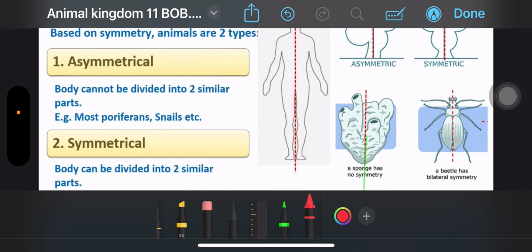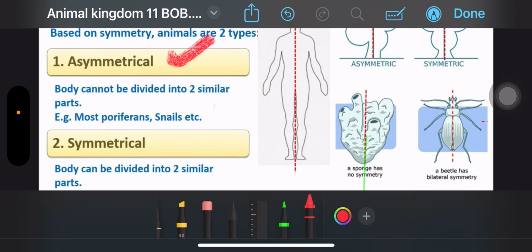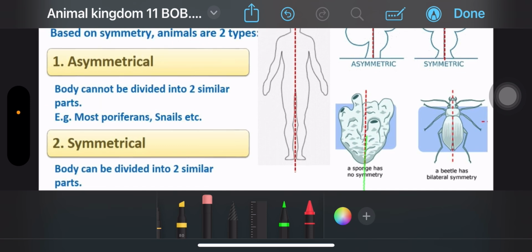Here is the asymmetrical symmetry. Here the body cannot be divided into two similar halves. That is called asymmetry. Asymmetry means you can't divide, meaning they don't have a proper body plan. Examples are most poriferans and snails also. They don't have a proper body plan. That's why we can't cut the organism into two equal halves.